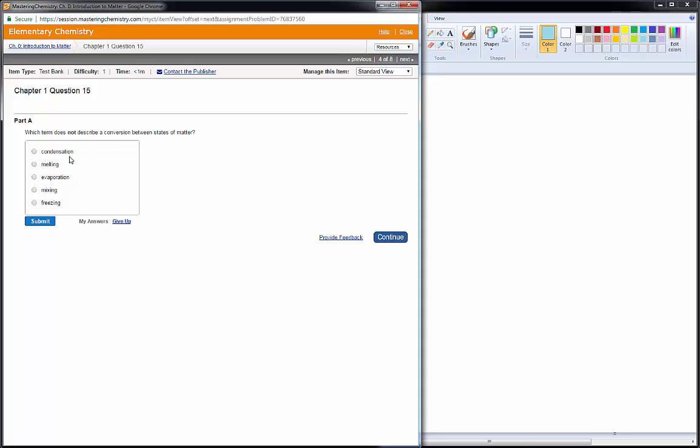Condensation is going from a gas to a liquid, so that is a conversion between states of matter. Melting is going from a solid to a liquid, so yes. Evaporation is going from a liquid to a gas, so that is conversion, yes. Mixing, nope, that's not a conversion between states of matter. That's taking two different things and putting them together. And then freezing would be going from a liquid to a solid, so that is also a conversion between states of matter.